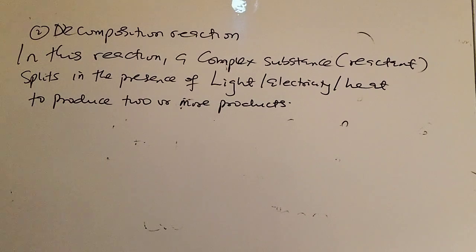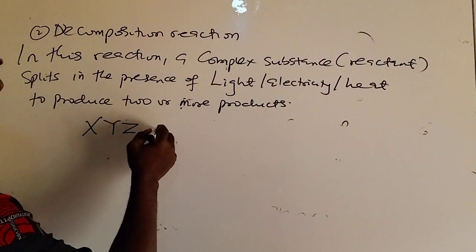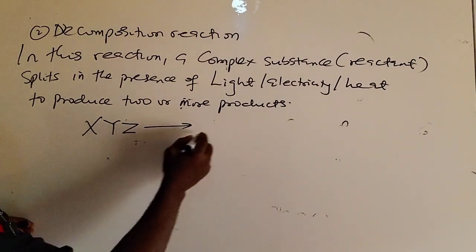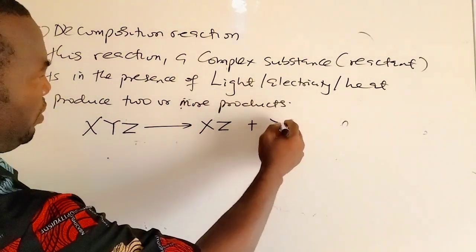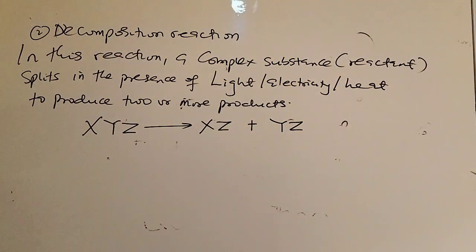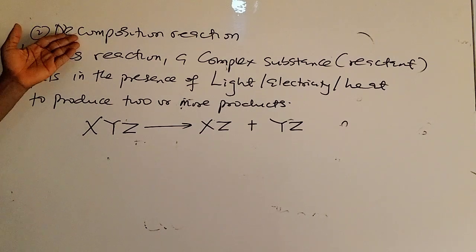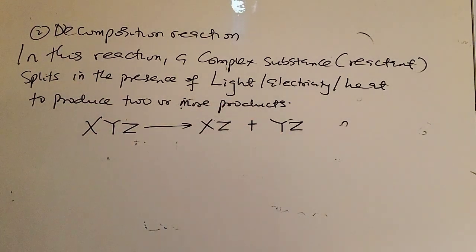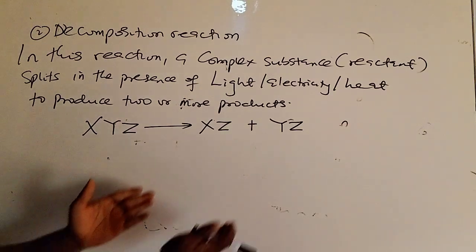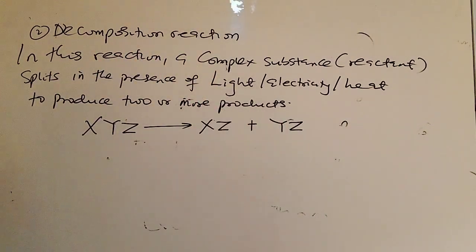So, for instance, I have this compound SYZ. Perhaps heating it can split into perhaps SZ and perhaps YZ. So a compound splits into two major components. So in decomposition reaction, you only have one reactant, but two or more products. But if I turn it the other way around and put this one on the left hand side, and put this one as the product, it now becomes combination reaction or synthesis reaction.